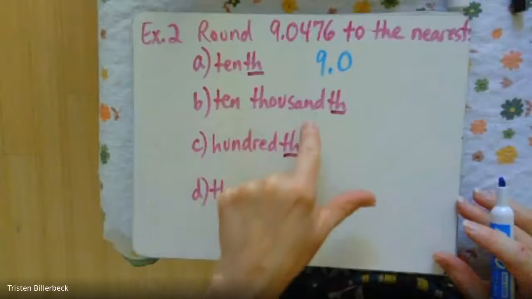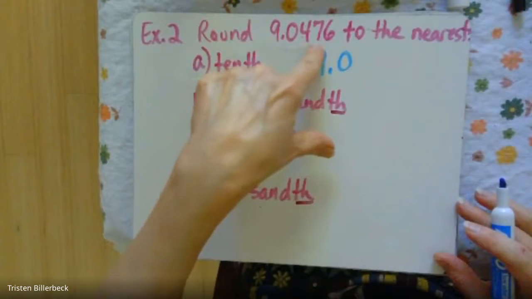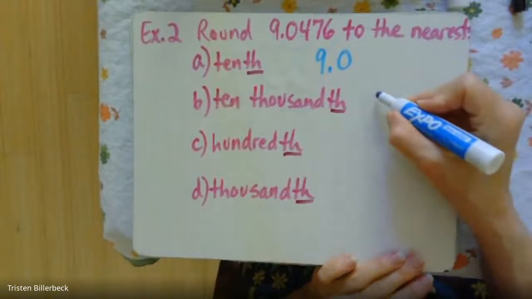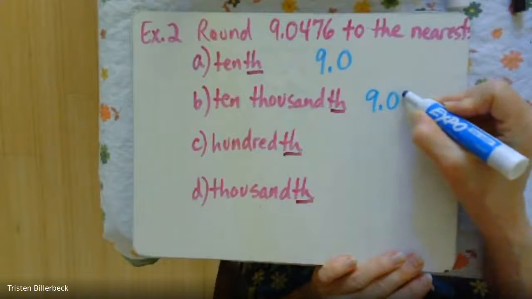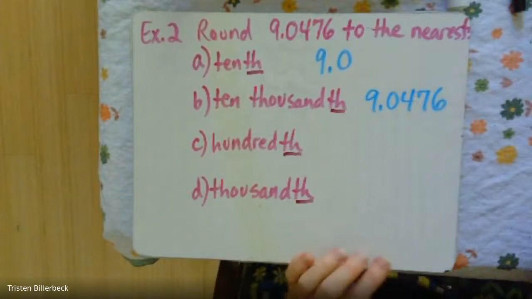So the nearest 10,000ths, well, that's the 10th, 100th, thousandths, 10,000ths. Oh, we don't know. It's already rounded. So it was rounded for us. So that's the nearest 10,000th.